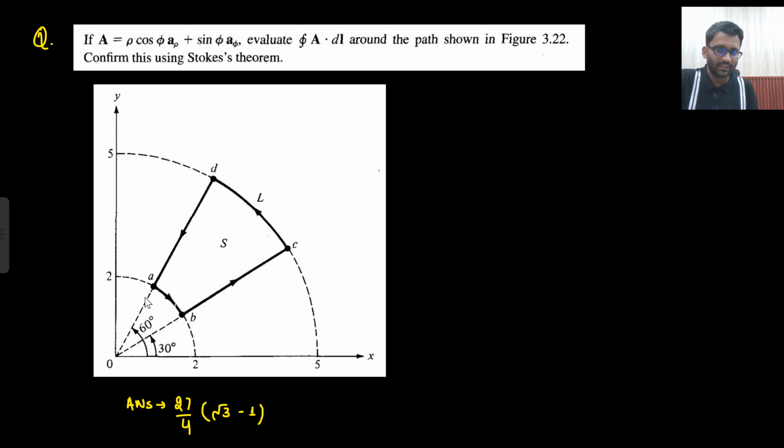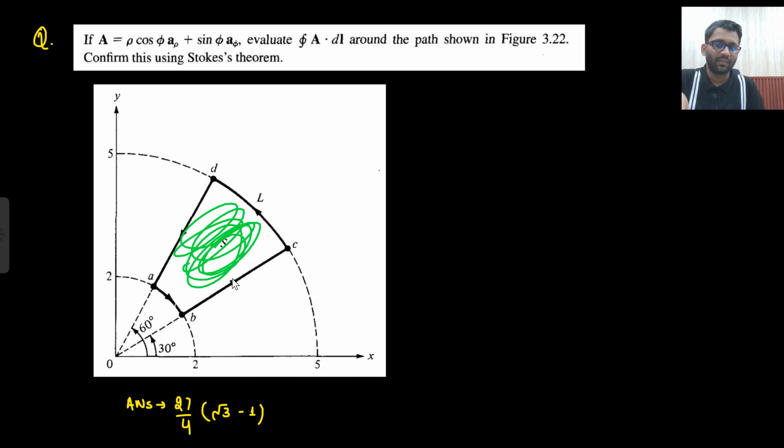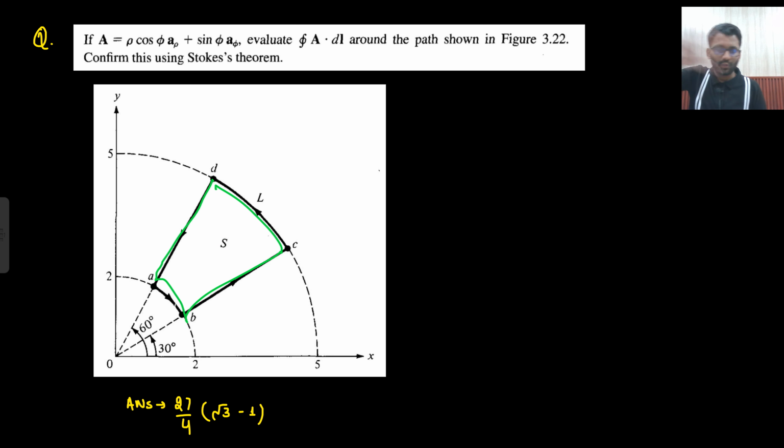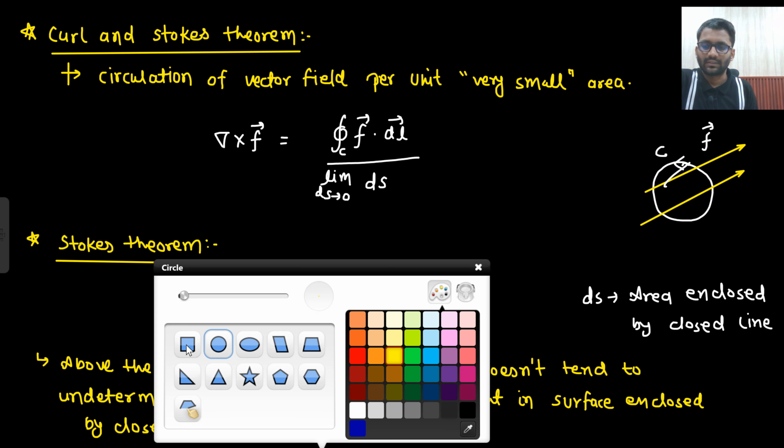Here you can see this is the closed line, right? If I need to calculate A dot dl, that means I am calculating closed line integration. So the closed line is there, and this will enclose some area. This is the area it will enclose. But there is no material in between. I am only working on the line. Okay, so yeah, that's the answer.